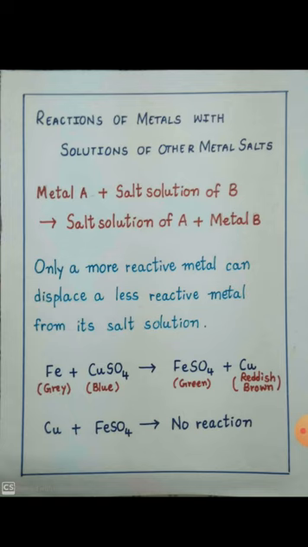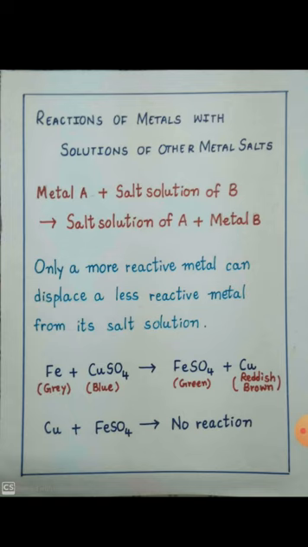Let us see the equation for this example. Already we have discussed it in the activity. Fe plus CuSO4, we will have FeSO4 plus Cu. But Cu plus FeSO4, here copper is less reactive than iron, so the chemical reaction will not take place.